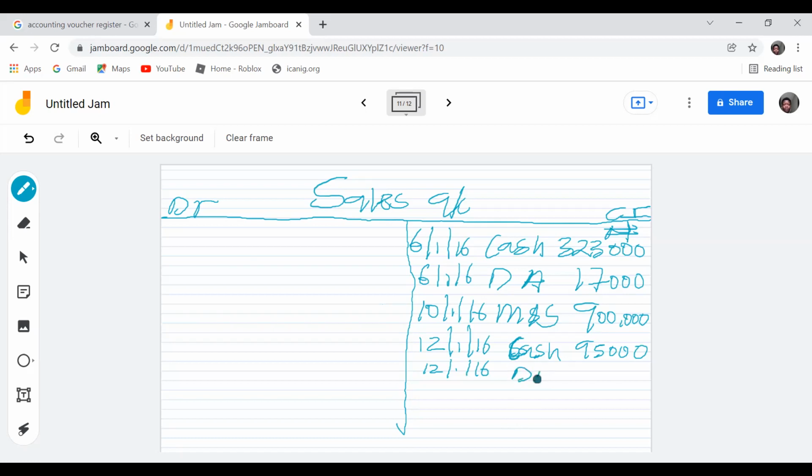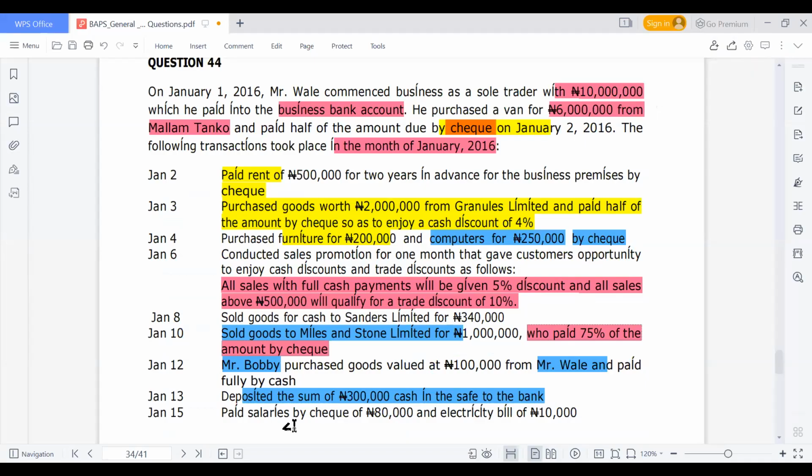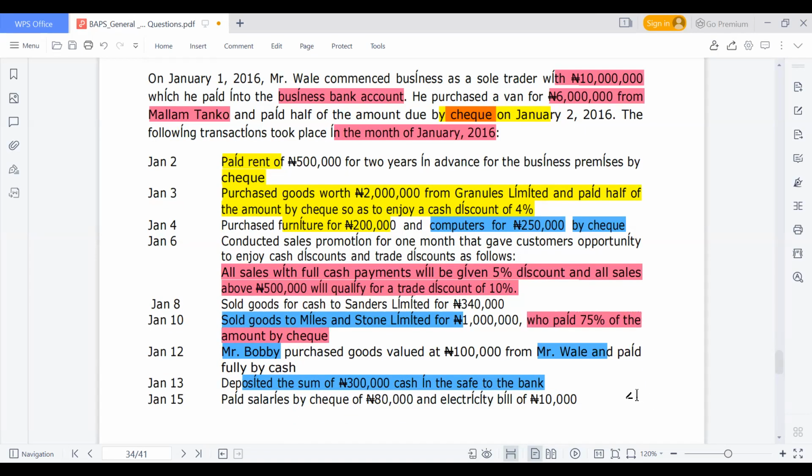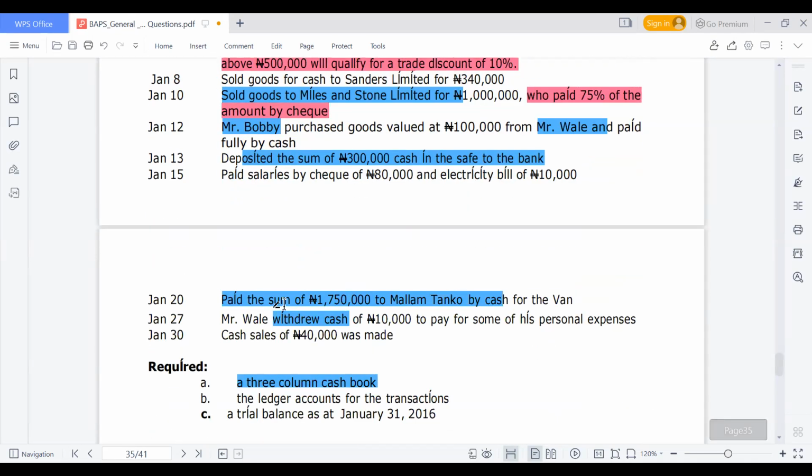Discount allowed is now 5,000 there. And I think the last sales that we also recorded is the last one. Mr. Bobby deposited, paid salary. These are expenses. Then we have the last one, paid the sum, withdraw, and the last one now made a cash sales of 40,000 naira.